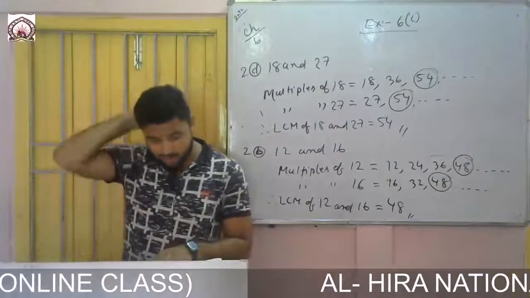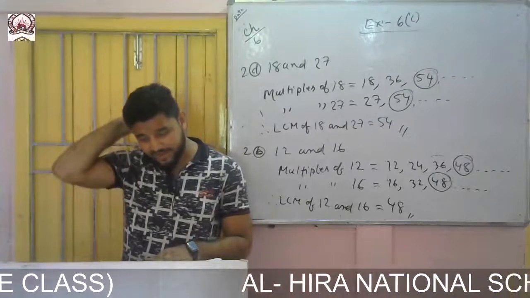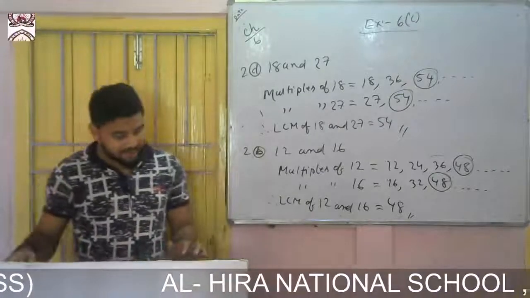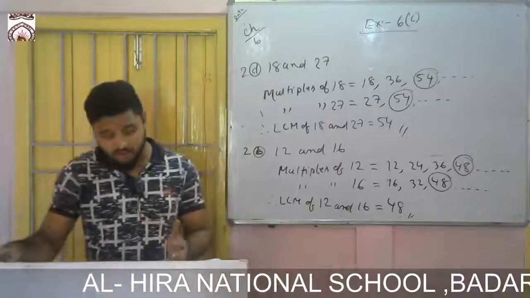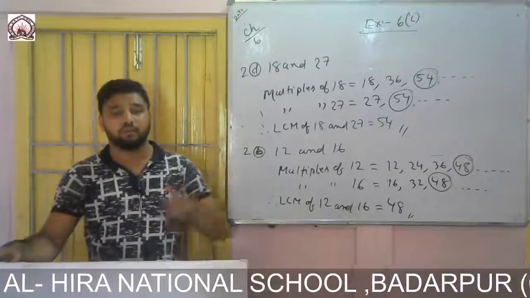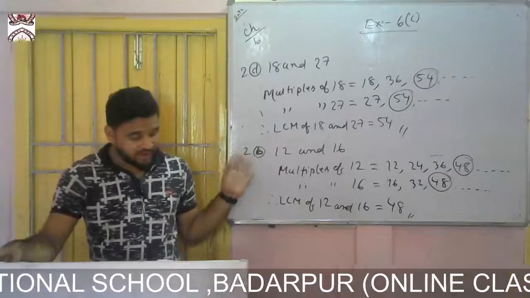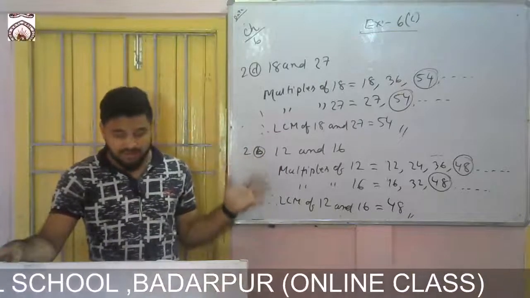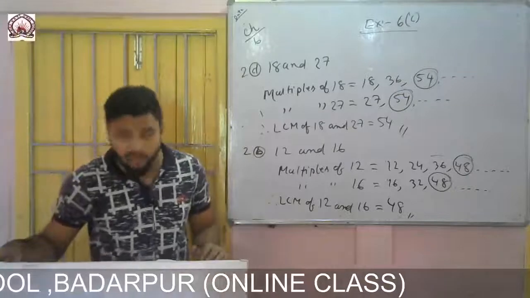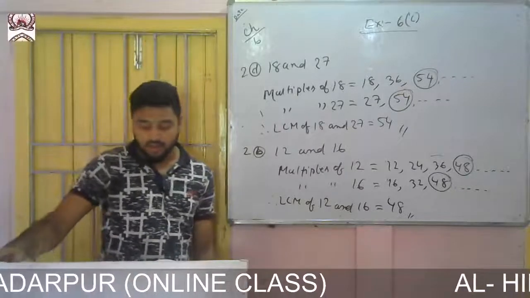Now come to question number 3. Find the LCM of the multiples by inspection. So by multiplication tables and inspection, both are the same. The process in which I have done question number 1 and 2 is the same as the process for 3 and 4. Okay. So let us try.